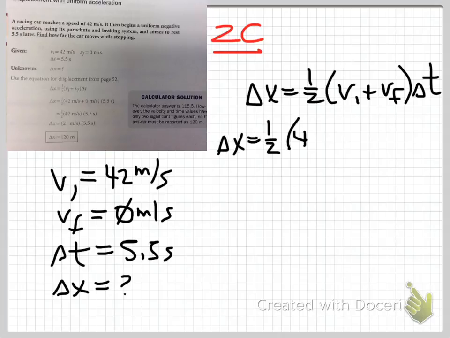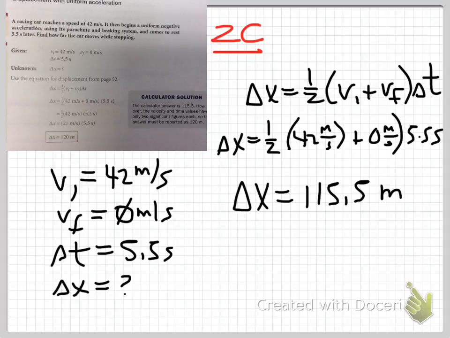Delta x equals 1/2 (42 meters per second plus 0 meters per second) times 5.5 seconds. Give a delta x of 115.5 meters. Let's do a quick dimensional analysis check. Meters per second plus meters per second is meters per second times seconds. And I'm going to say that my 5 and my s are not the best drawing I've ever done in my life.